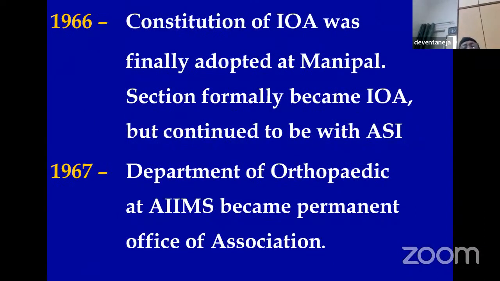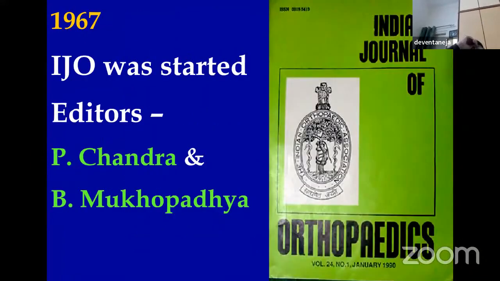In 1966, the Constitution of the Indian Orthopaedic Association was finally adopted at Manipal. The section formally became the Indian Orthopaedic Association in 1966, but continued to work with the Association of Surgeons of India. In 1967, the Department of Orthopedics at All India Institute of Medical Sciences became the permanent office of the association. And from a brochure of 1967, the Indian Journal of Orthopaedics was started, and the editors were Dr. Chandra and Dr. B. Mukhopadhaya.